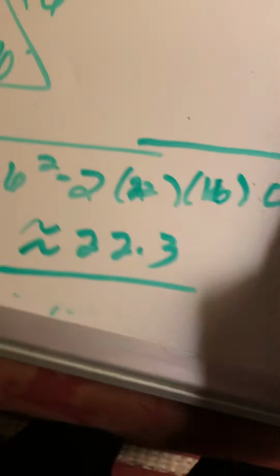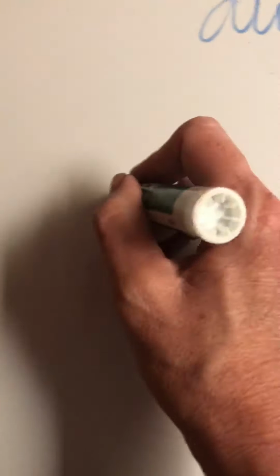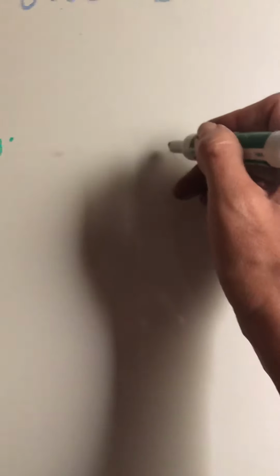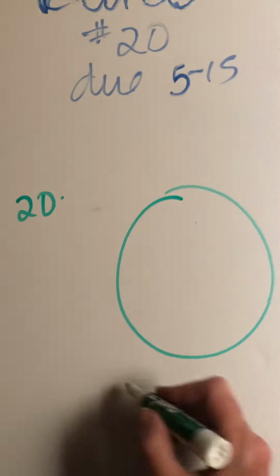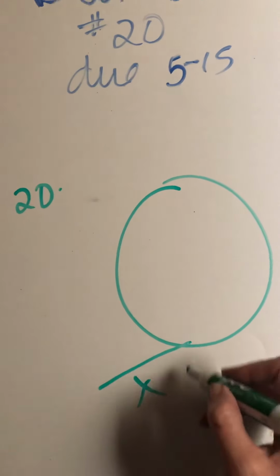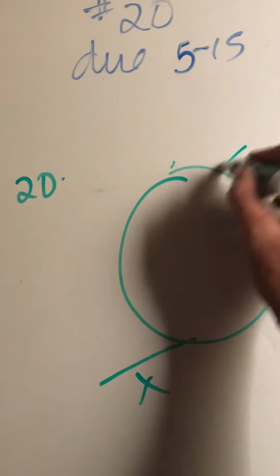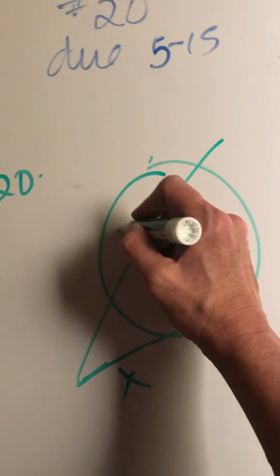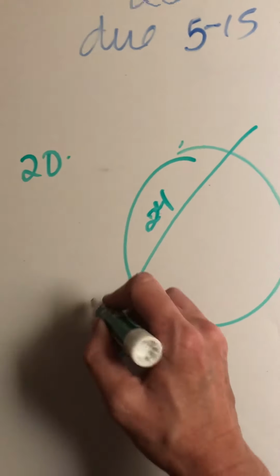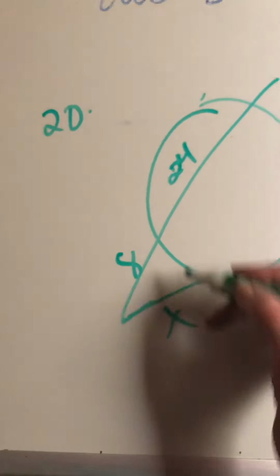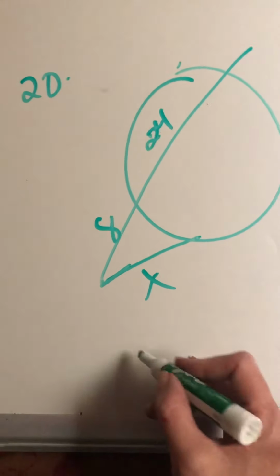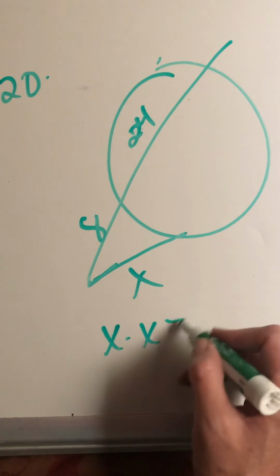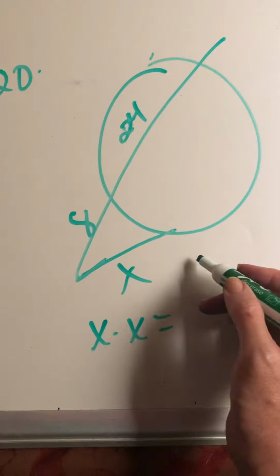Okay, and then 20, we haven't talked about it, but it's another very easy concept. So I'm going to go ahead and show it to you. You're not going to have a problem with it. So this is x, and of course, look at the test and the review to see how it's really drawn. Okay, so we've got a tangent and a secant, and we want to find the tangent. So what we do is we do x times x. Whatever the tangent is, we multiply by itself.